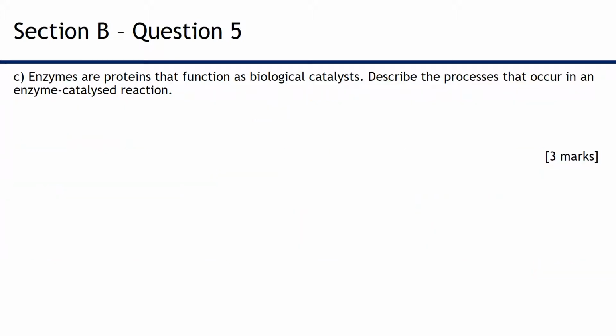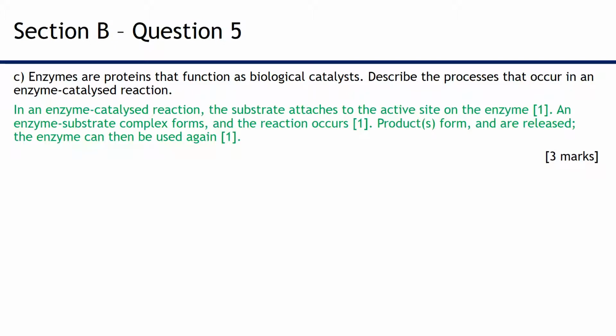In part C, you're told that enzymes are proteins that function as biological catalysts. Describe the processes that occur in an enzyme catalyzed reaction. 3 marks, there must be 3 steps here. So you need to say something along the lines of, in an enzyme catalyzed reaction, the substrate attaches to the active site on the enzyme. An enzyme substrate complex forms and the reaction occurs. Product or products form and are released. The enzyme can then be used again. That's all you needed to say there to get the full 3 marks.